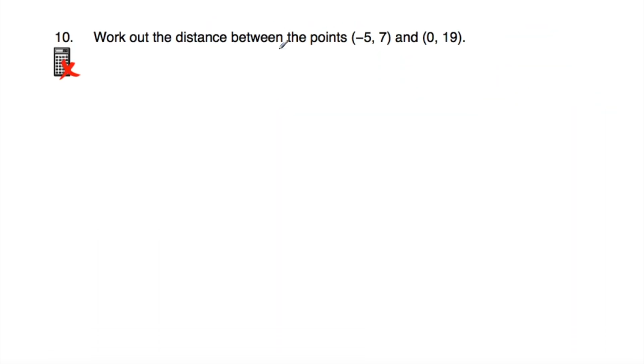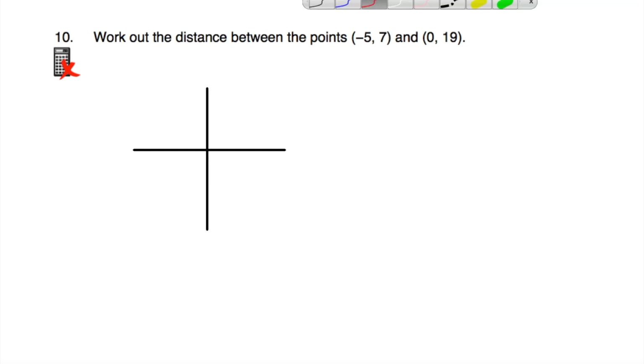So question number 10, we've been asked to work out the distance between the points -5, 7 and 0, 19. So this time we haven't been given a grid, we've not actually been given a sketch, and we've just been given the coordinates of the 2 points. So what I'm going to do here is I'm going to do a little sketch myself. So I'm going to get a ruler and pencil, and I'm going to draw an x-axis, and I'm going to draw a y-axis, so just a little sketch like that.